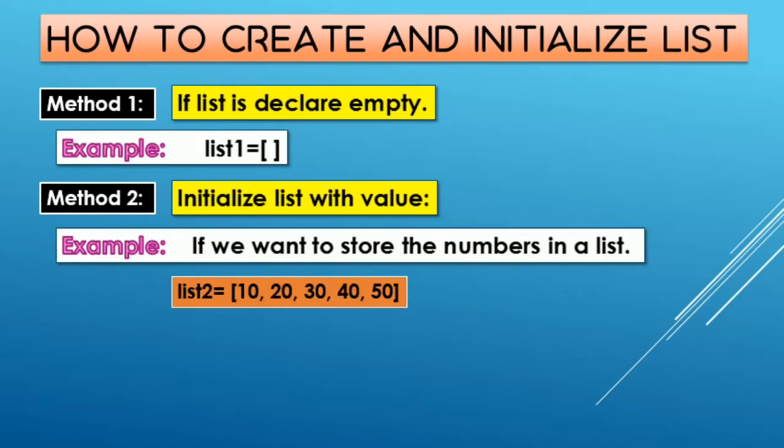Second is initializing the list with numbers. It means we are going to store numbers 10, 20, 30, 40, like this, all separated by the comma sign, and two brackets are there. So this shows that it's a list, and list2 is the name of the list.